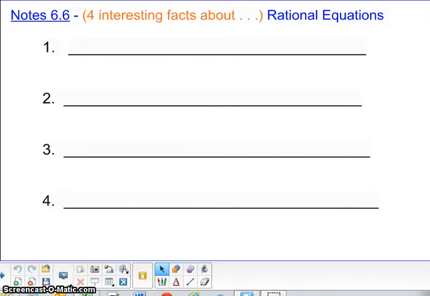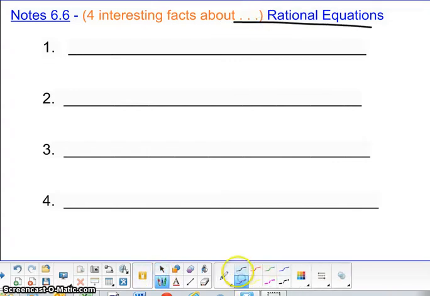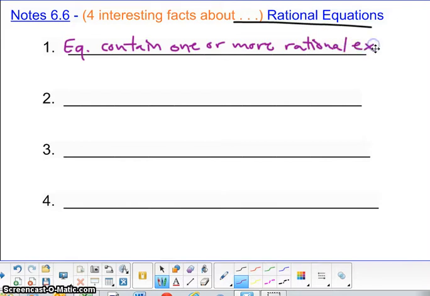Four things that I would like you to know. First, the definition of rational equations: equations that contain one or more rational expressions. So we're dealing with lots of fractions.